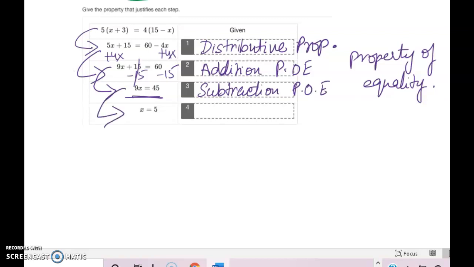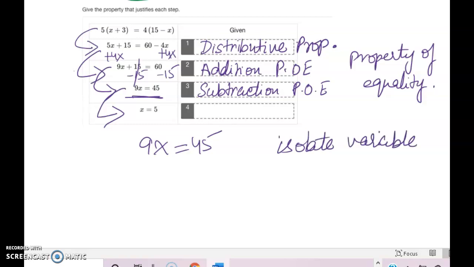And finally, they got x is equal to 5. How did they get x is equal to 5? They had 9x is equal to 45. And when we have to find the value of x, I need to isolate the variable, right? To isolate the variable, I need to get rid of 9. And 9 is multiplied with x. What is the inverse of multiplication? Inverse of multiplication is dividing. So I can divide 9 both sides. If we do that, we will get x is equal to 5. So this is division, POE.